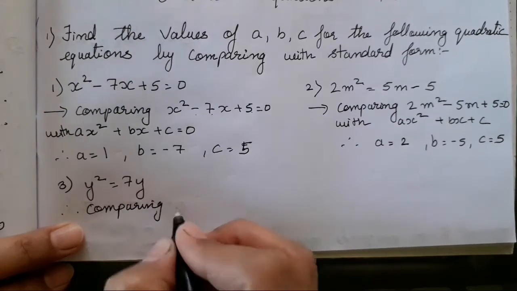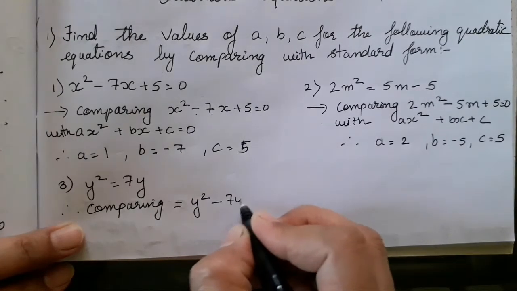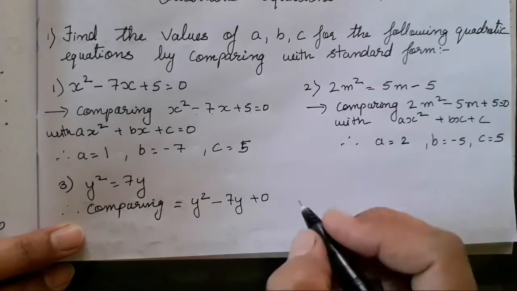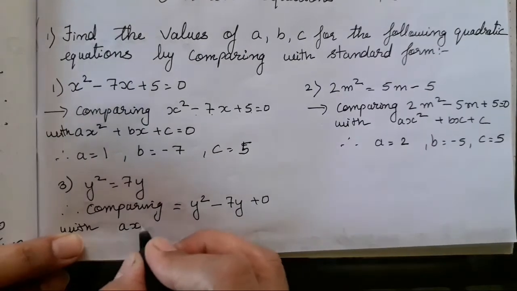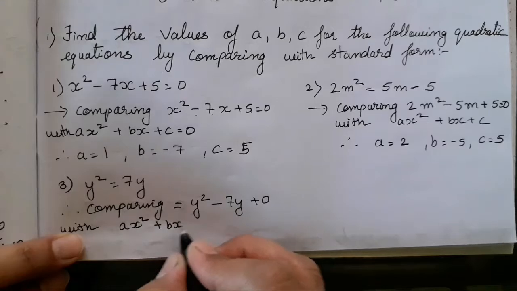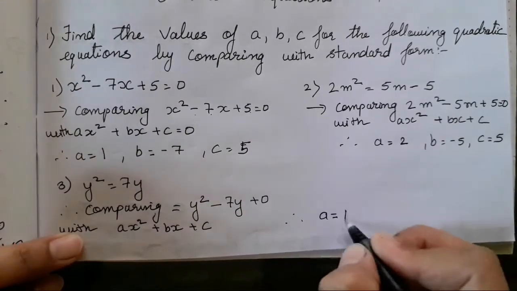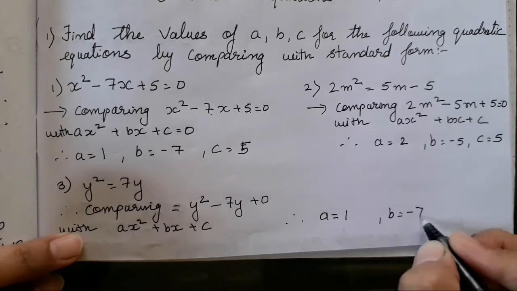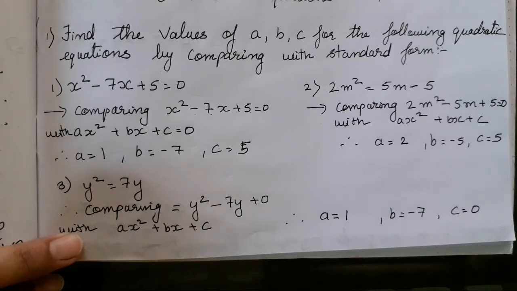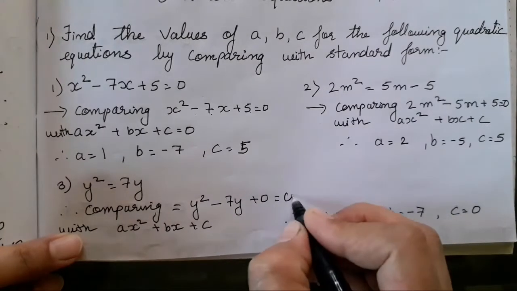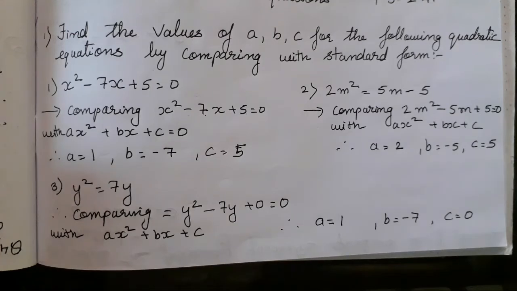For comparing we have to change this to y square minus 7y plus 0 and compare with the standard form ax square plus bx plus c. Therefore a is supposed to be 1, b is supposed to be minus 7 and c is supposed to be 0. Got it? Over here you all have to put 0 also. Got it, children? Isn't it easy? Let's do the next question.